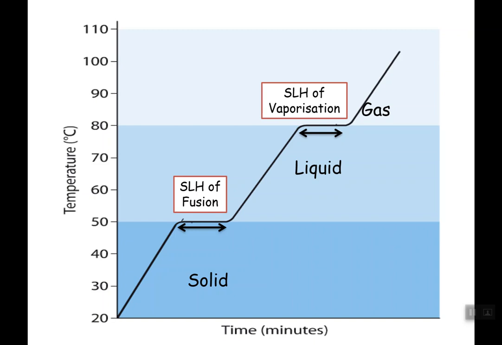So if you like, the specific latent heat of fusion is the amount of energy required to melt a substance per kilogram, or you could say the amount of energy required to change a kilogram of a solid to a liquid. And then specific latent heat of vaporization is the amount of energy required per kilogram to change liquid into a gas. You could also say vice versa.